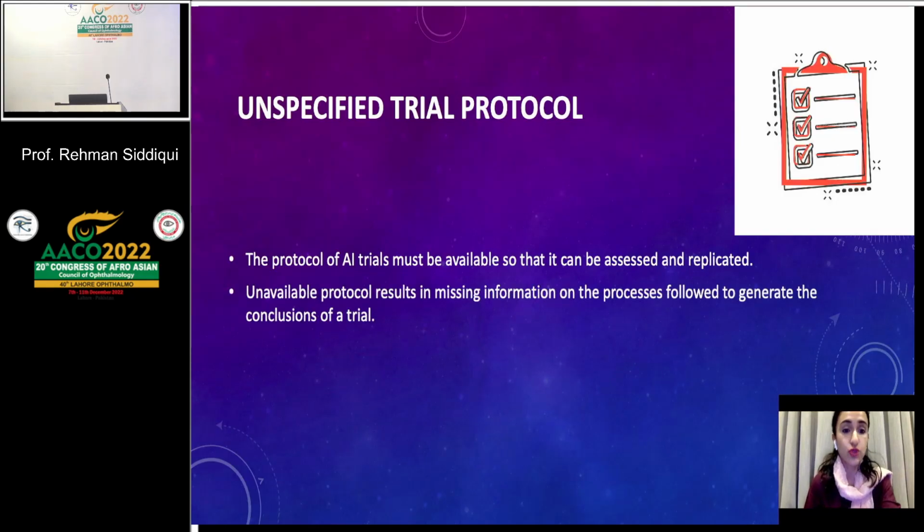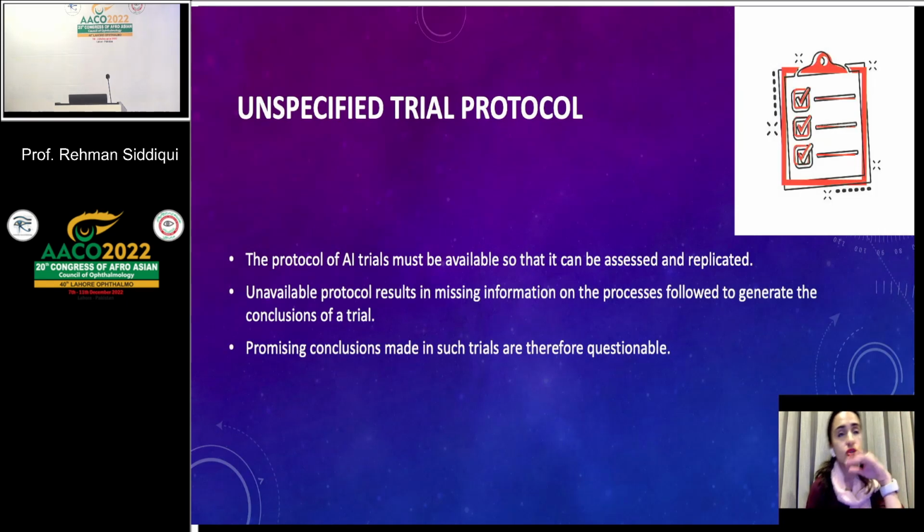Okay, so when the protocol is not available, then the information is missing on the processes that are followed to generate the conclusions of the trial. Okay, so if I read a trial and I don't know what the steps were to carry out that trial, then I might question the results and the conclusions that are given for that trial. So I need to know.